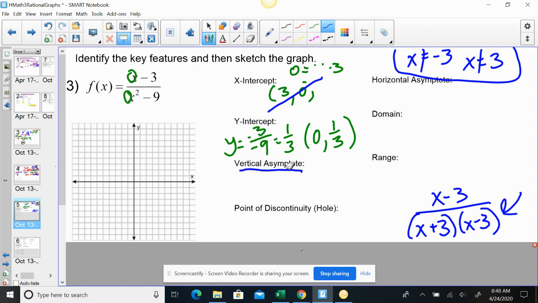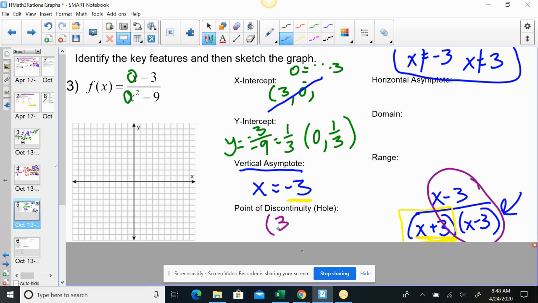I do have a vertical asymptote at negative 3, because that comes from this one that is not common, since x plus 3 is 0 when x is negative 3. A hole comes from this common factor.